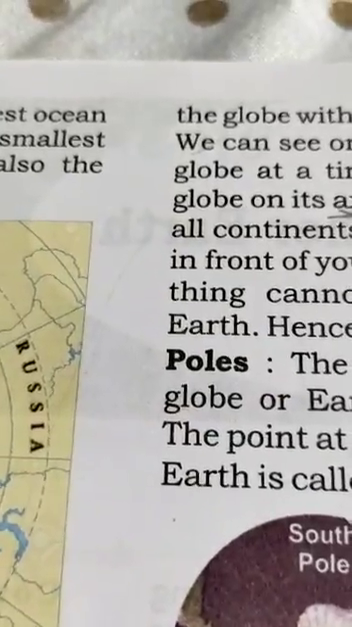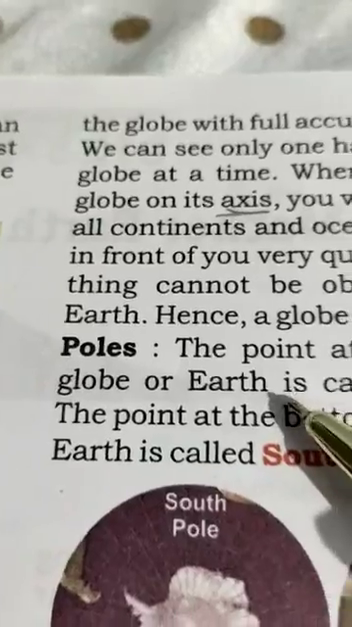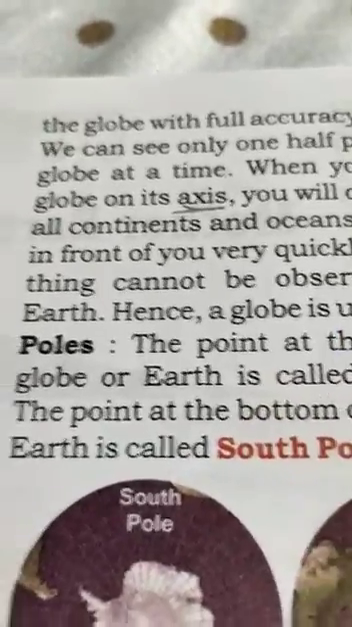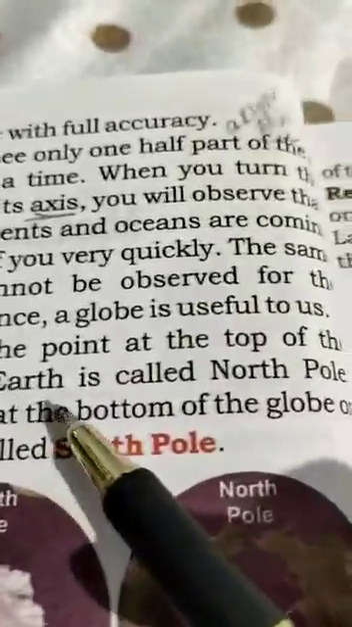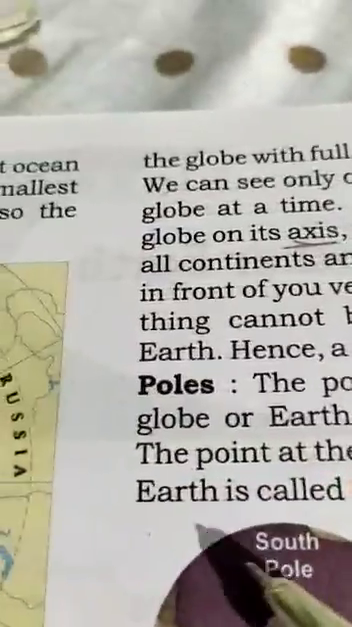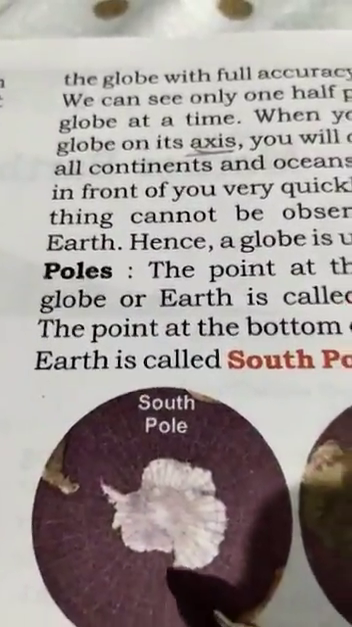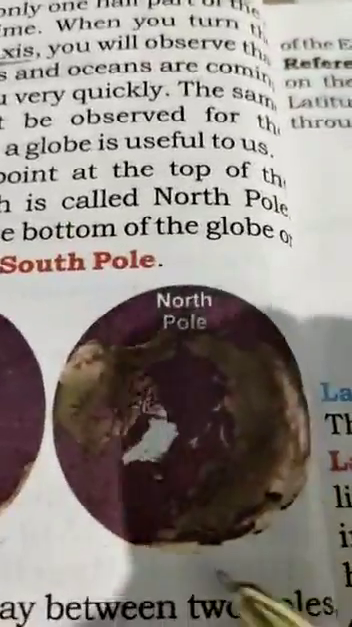This is about globe. Next is poles. What is poles? The point at the top of the globe or earth is called North Pole. The point at the bottom of the globe or earth is called South Pole. Children, see, this is the picture of South Pole and this is North Pole.